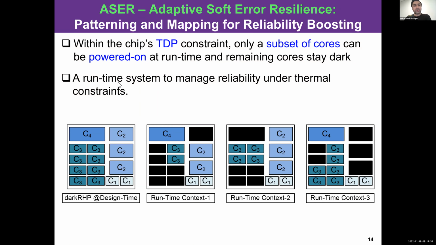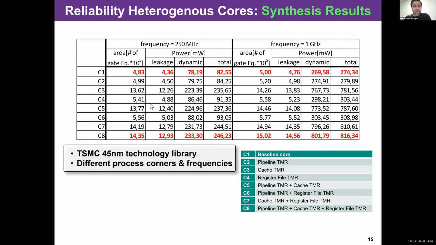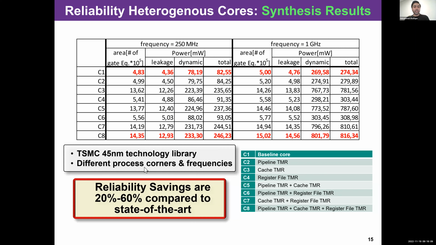Exploiting this principle, we first proposed the ACER approach, where we designed different IPs, different versions of, for example, this RISC-V core, and then extended them with different hardening components, for example, protecting the register file versus protecting the pipeline and things like that. Just to give you an idea, these are different versions of the cores that we generated from the baseline core, and these are the power profiles and the area for a 45 nanometer technology that we use for synthesis.